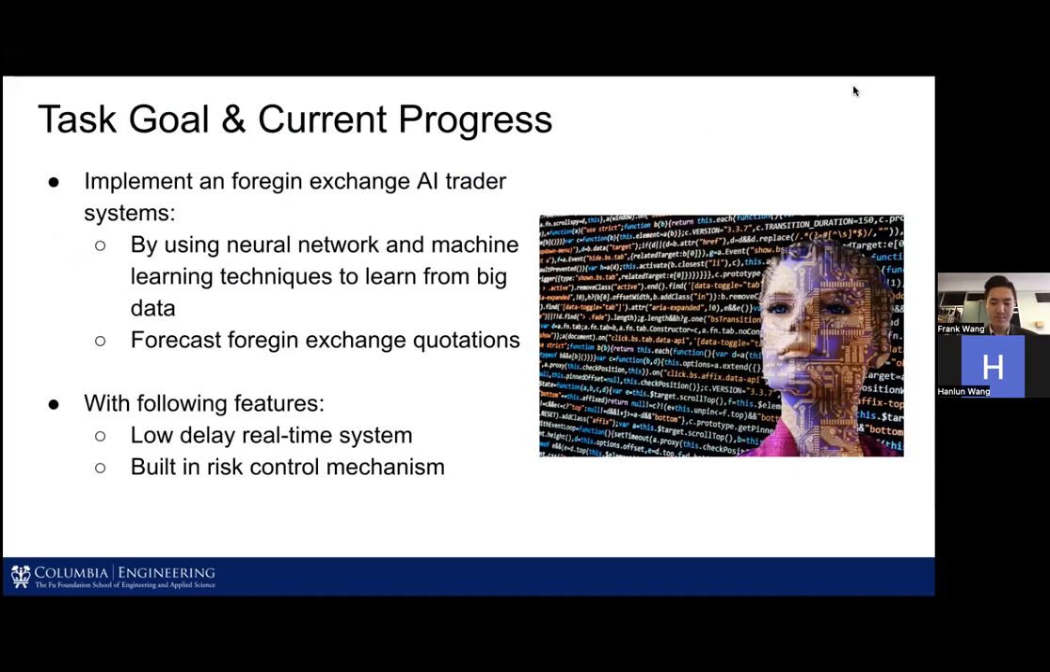Here's our test goal. We want to implement a foreign exchange AI trader system, which uses neural network and machine learning techniques to learn from big data, and can also forecast and predict the foreign exchange. This system also has these features: a low delay real-time system and a built-in risk control mechanism. We want this system to be used by traders to help them predict the future foreign exchange trends. Okay, next.